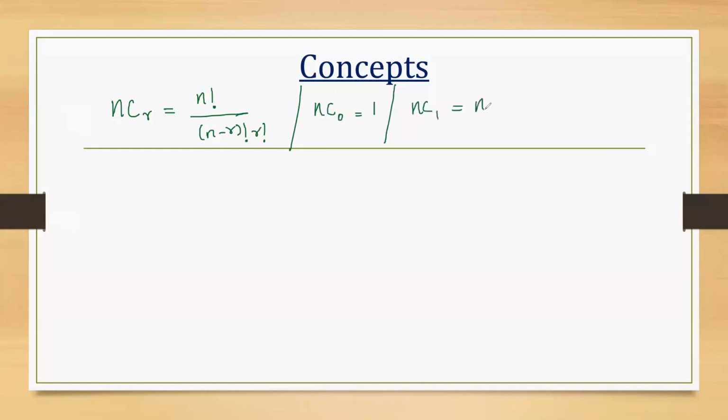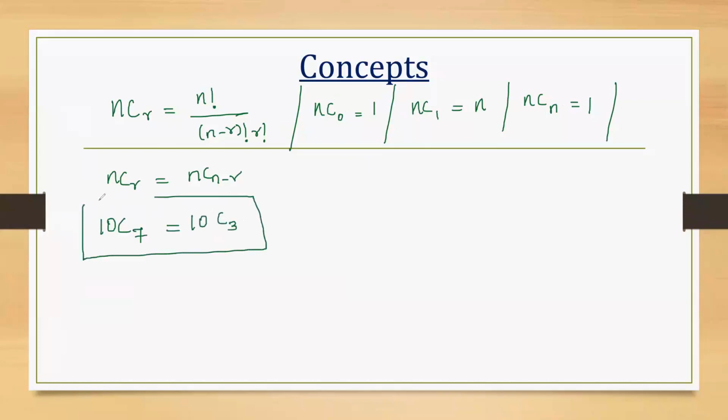nC1 equal to n. nCn equal to 1. Now the next formula is nCr equal to nC(n minus r). That means out of 10, you want to select 7. Instead of that, you can reject 3. Shall we find the value for these two terms?